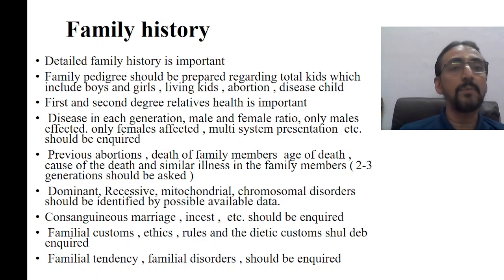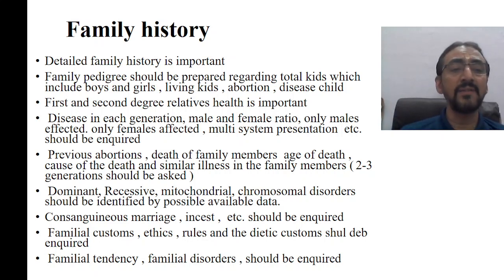So if you take a proper family history, so many congenital or hereditary problems can be diagnosed up to 50%. Okay, by looking at the nature of the disease, but by taking an important family history and preparing the family pedigree and this family tree, that is very important.